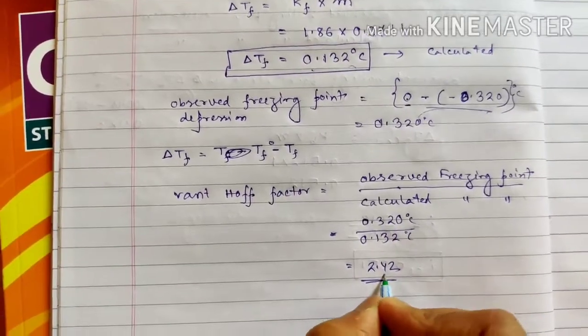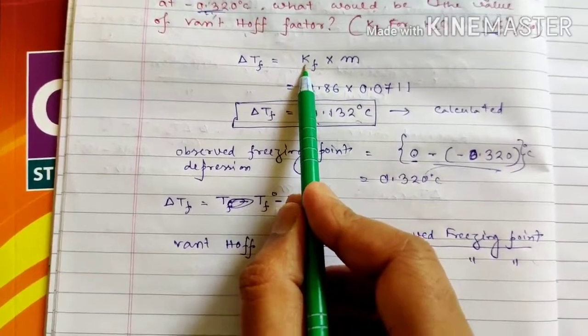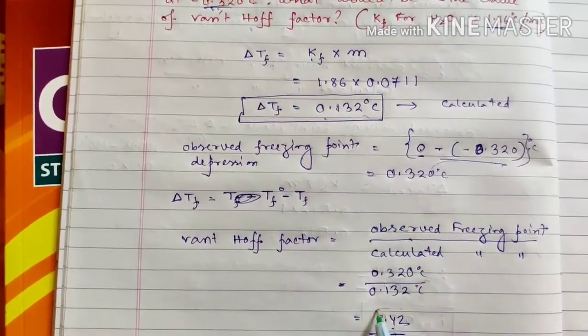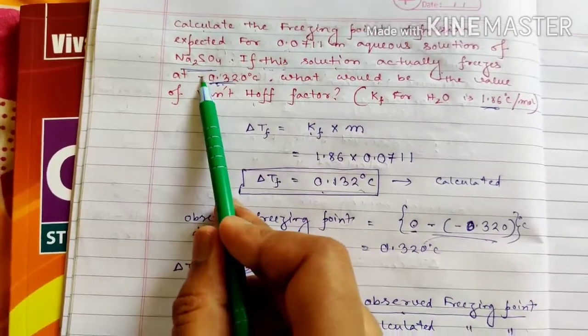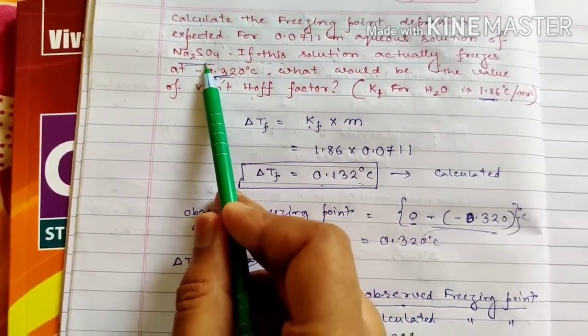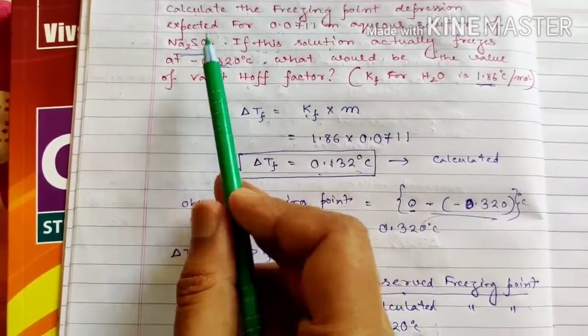See, we are calculating the Van't Hoff factor. That is why we didn't put the value of i over here. And it is coming out to be 2.42. Remember, the question was regarding Na2SO4, so it is an electrolyte. Its i value should be more than 1 because it is going to dissociate in the solution.